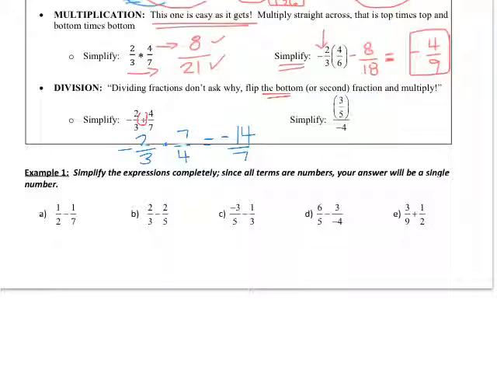Oh my goodness. 3 times 4 is not 7. 3 times 4 is 12. So now I can reduce. That's just going to be reduced to -7/6. I'm just going to leave it in that form for now.